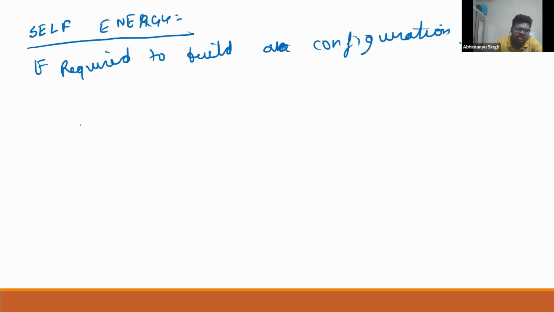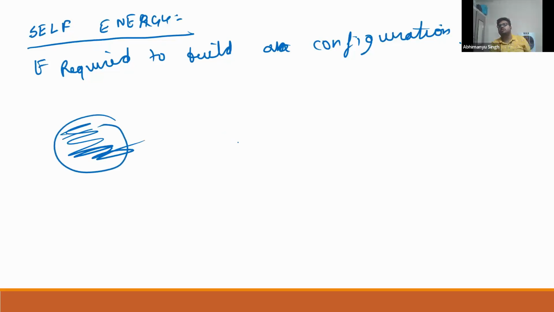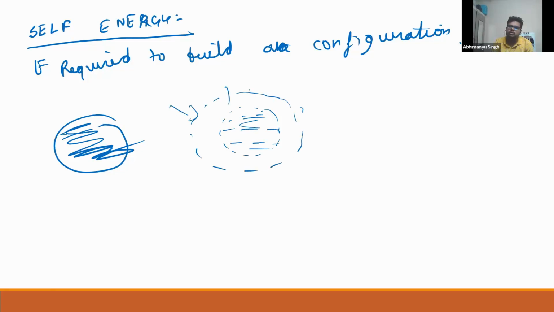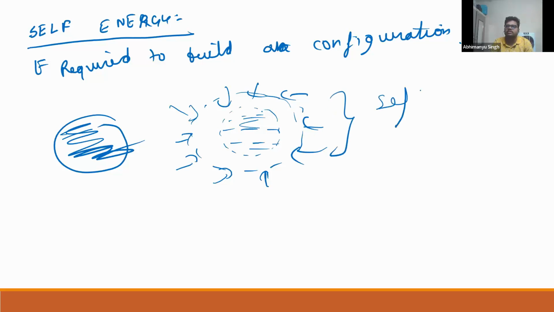Suppose this is a sphere. As we have seen in the previous question, there is a force which helps in building it. So as we have some initial mass, we bring some more mass, it gets attracted, and we can easily assemble it. This extra energy is known as self energy. How can we calculate it?